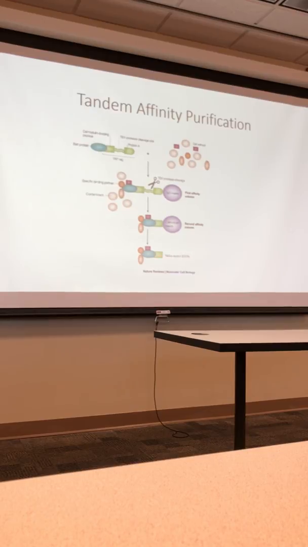So they're using EGTA to elute it. EGTA binds to calcium ions. So if you take the calcium ions off the column, the calmodulin won't bind. All right. Does that make sense?